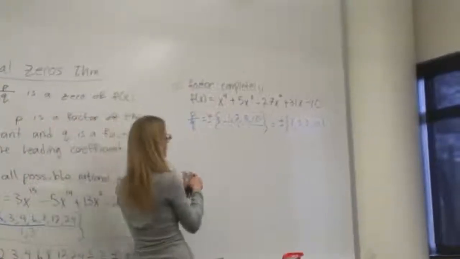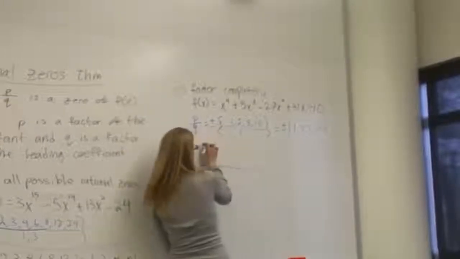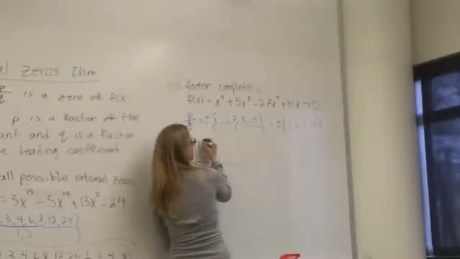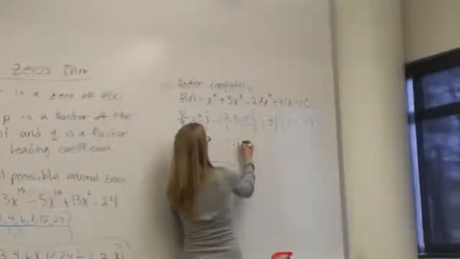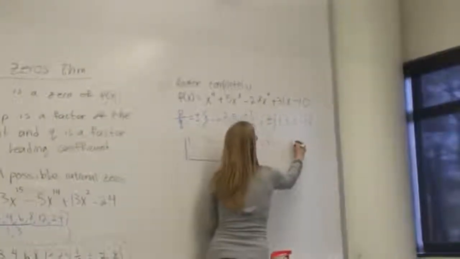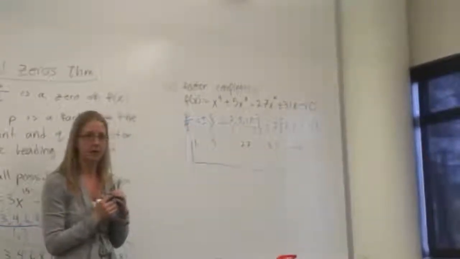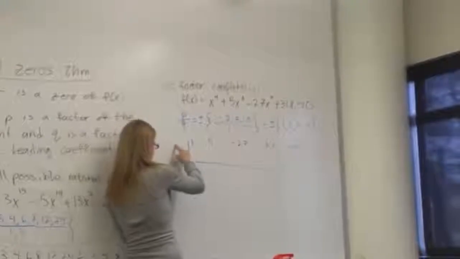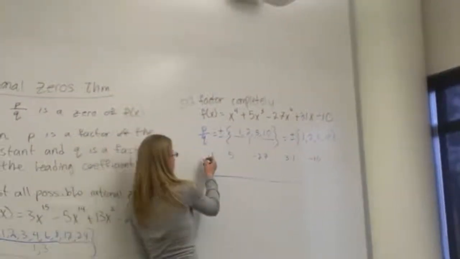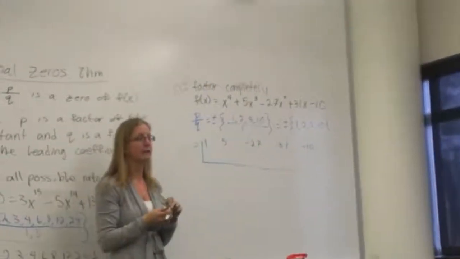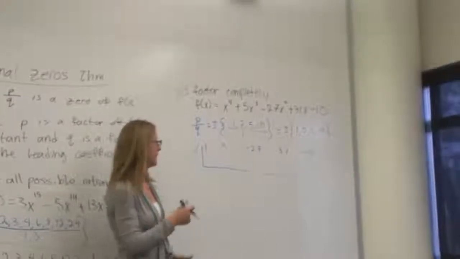So when we set up our synthetic division, let's go ahead and do that. What goes here? 1, 5, negative 27, 31, negative 10. Those are the coefficients of the polynomial that you are trying to factor. Then what do I put here? One of those numbers that you want to guess. Two. Could I have picked negative two? Sure. Positive or negative.